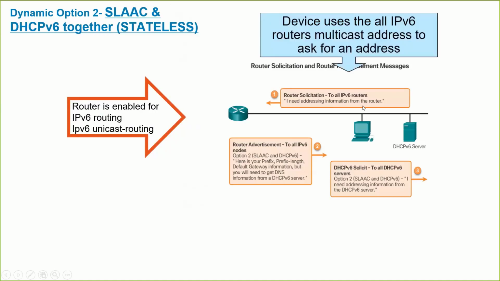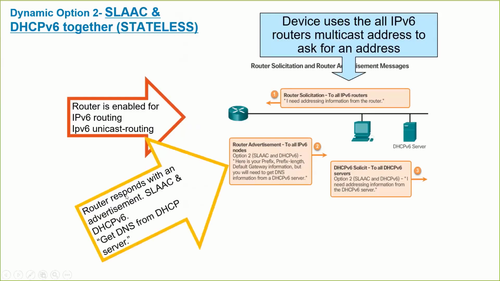My client is going to solicit for an address, so it uses the all IPv6 routers multicast address, FF02::2, to say, hey, I need an address. Now notice the router is going to respond with an advertisement, and it's more or less saying, hey, we're using SLAAC and DHCP here. So I'm going to give you the addressing information, but in order to get everything else, you need to go talk to a DHCP server.